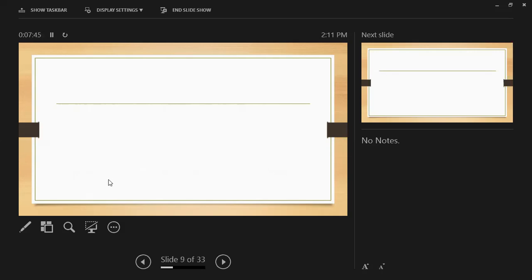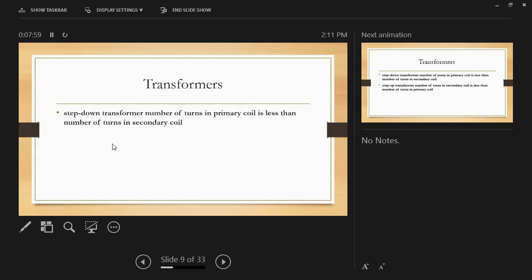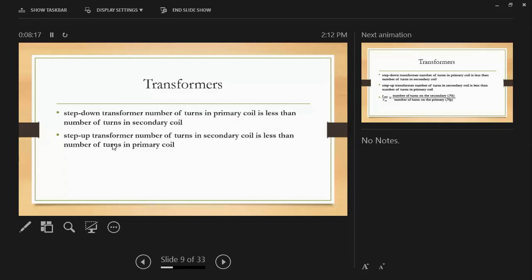Then we have transformers, the last part of unit 4. Remember, transformers are used to change the voltage. There are step up and step down transformers. In a step down transformer, the number of turns in the primary coil is less than the number of turns in the secondary coil. On the other hand, in a step up transformer, the number of turns in the secondary coil is less than in the primary coil.